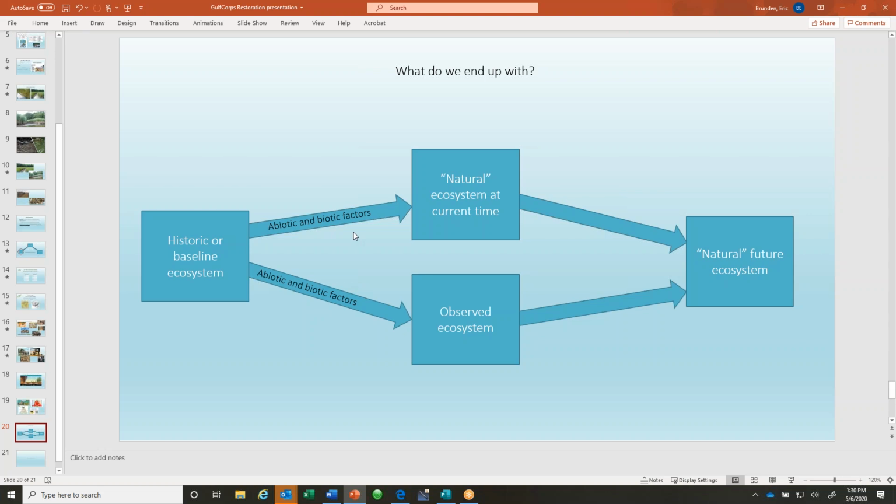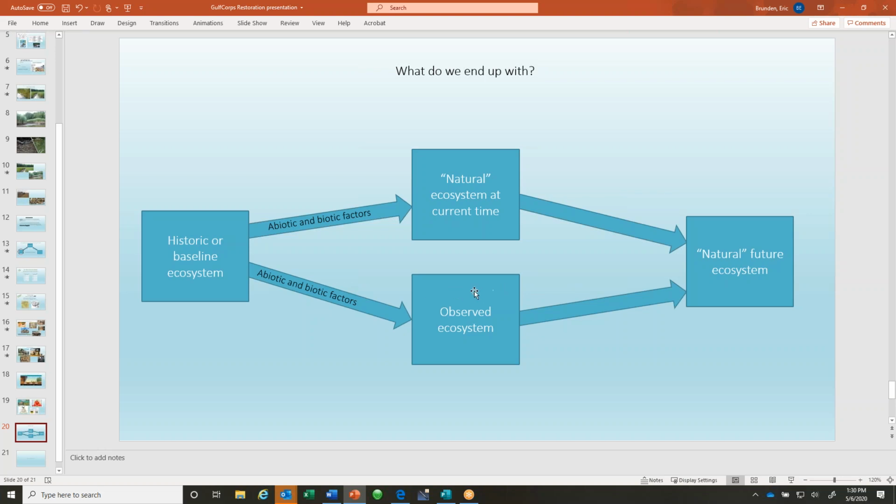And you look at the abiotic factors and how conditions have changed over time. And you think, well, I think this is where we would be, a quote unquote natural ecosystem, versus what we're looking at today. And this can be really simple. It can be really complex.